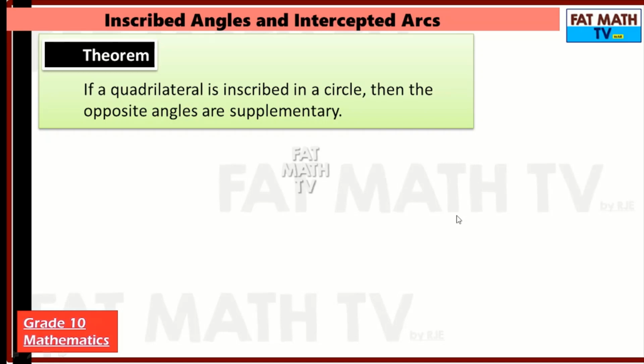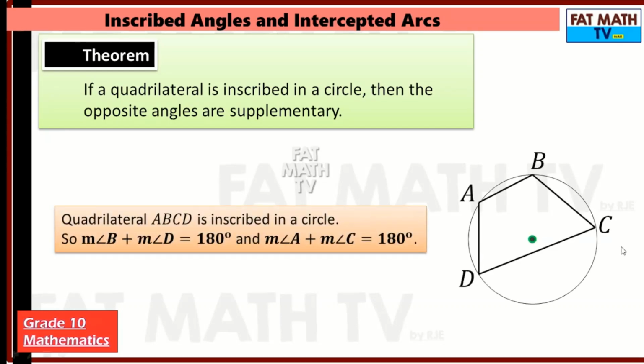Okay, we have here the last theorem for this video. If a quadrilateral is inscribed in a circle, then the opposite angles are supplementary. When we say a quadrilateral is inscribed, then its vertices are points on the circle, like this illustration, all the vertices of this quadrilateral are on the circle. So when you say supplementary, then the sum is 180. So this angle B and angle D add up to 180 degrees. Same with angle A and angle C.